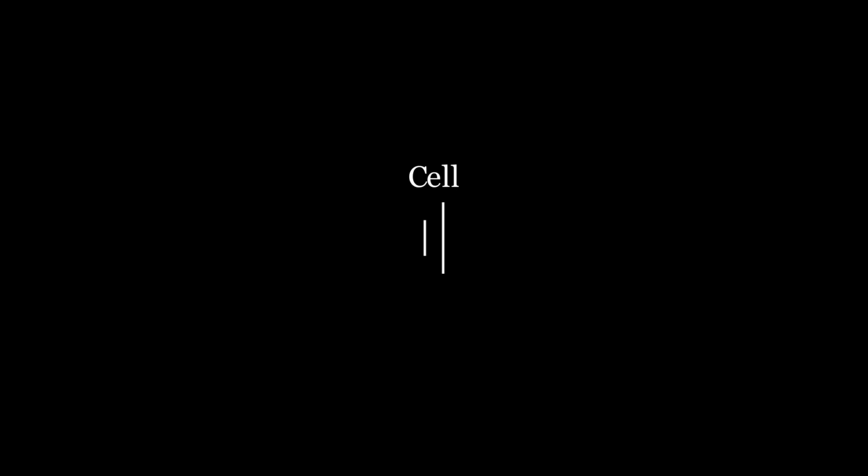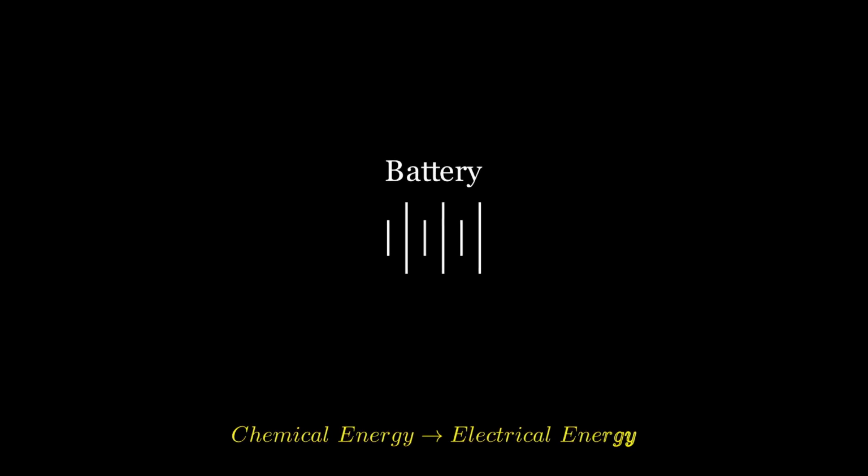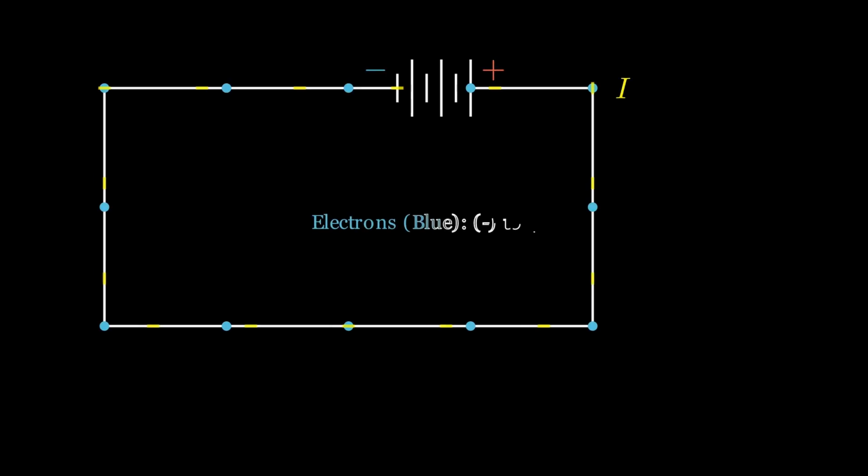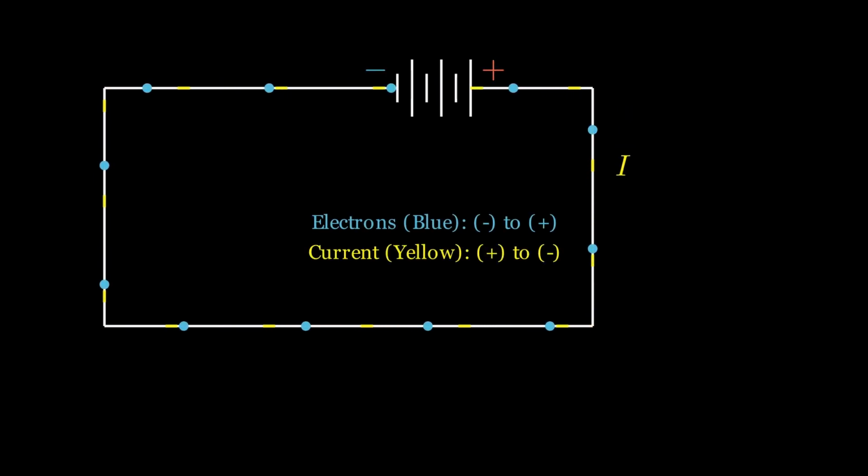Any circuit will contain a cell, a device that converts stored chemical energy into electrical energy in order to produce a current. Alternatively, it will contain a battery, a device which consists of multiple cells. The chemicals inside the cell create both a potential difference and an internal resistance. Due to the opposite charges, electrons flow from the negative terminal to the positive terminal. Current is taken to be in the opposite direction, so from the positive to the negative terminal.